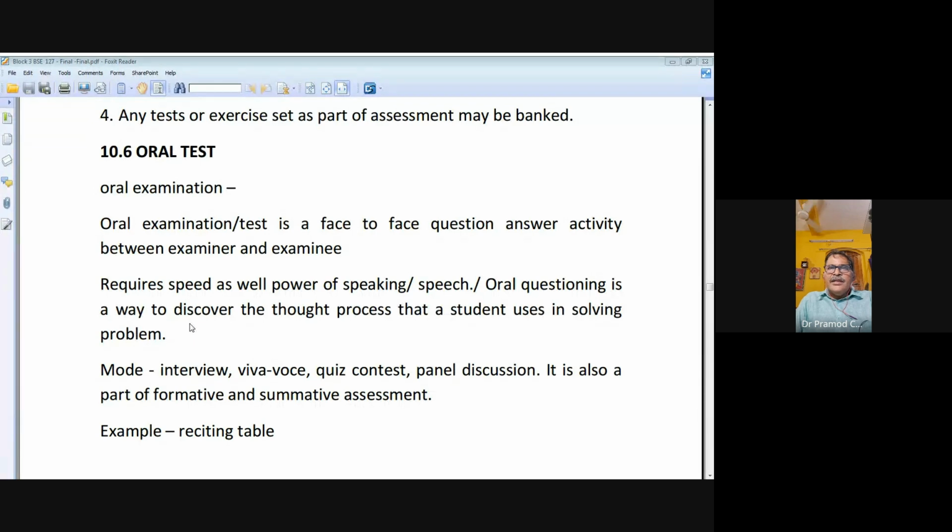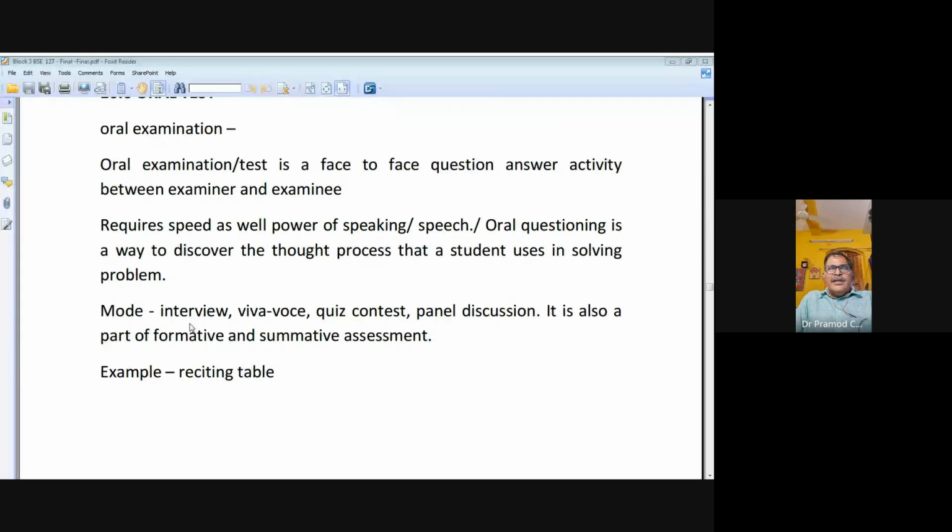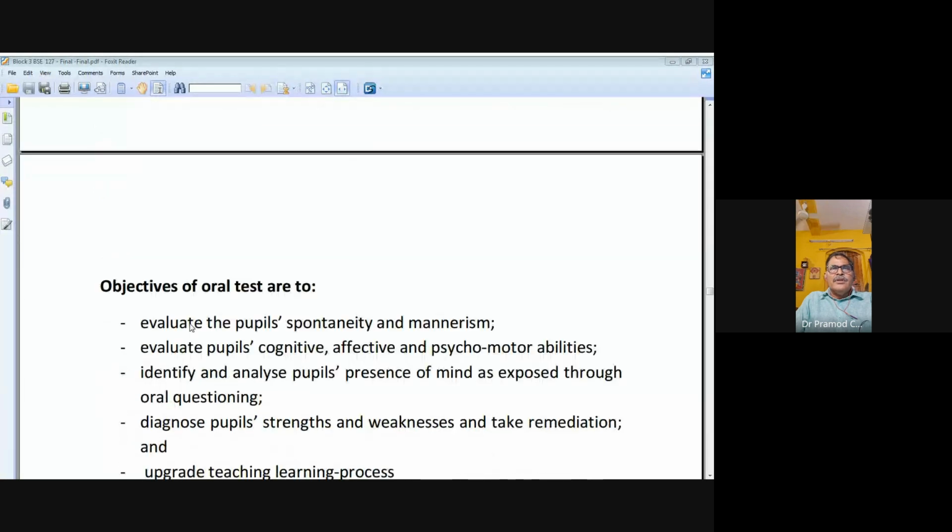Viva test is there, quiz contest is there, and panel discussion is there. There we are able to ask questions orally, but it is also a part and parcel of formative and summative evaluation. Suppose you ask a small primary child, then you can ask the 13 table or 15 table or 19 table, whatever it may be. Then how he is able to recite the tables, we must know all these things.